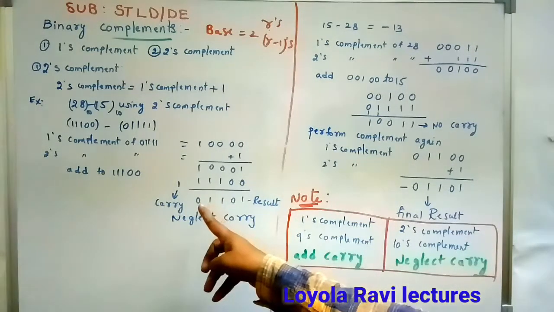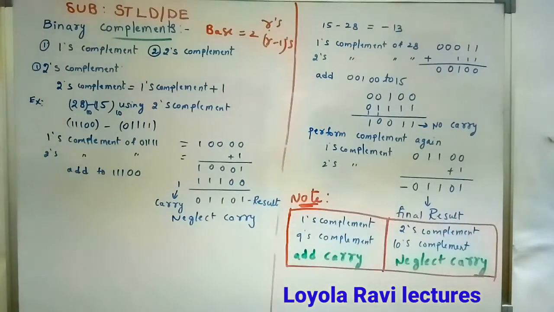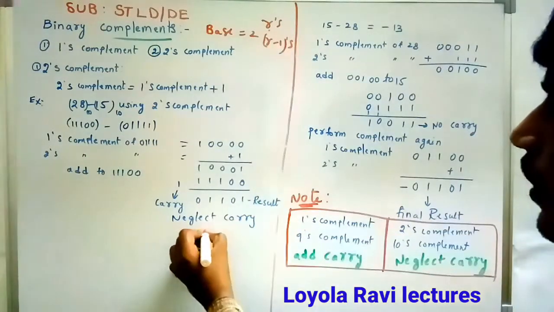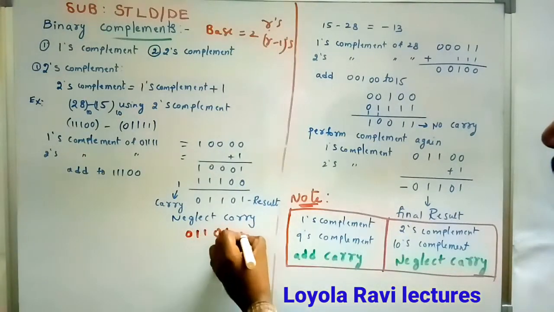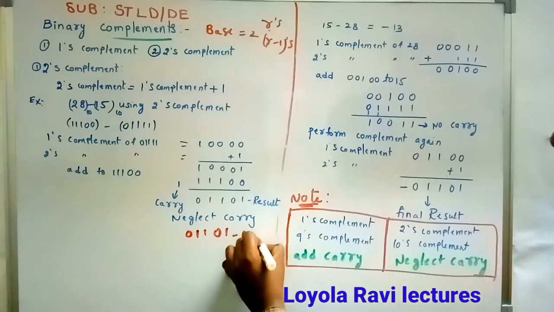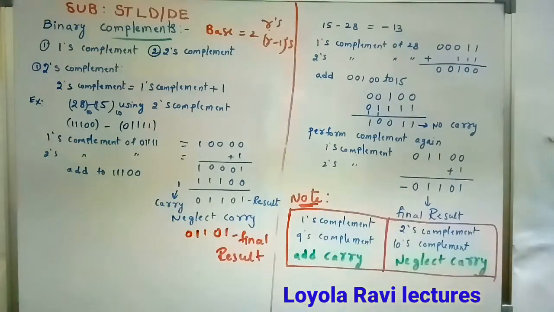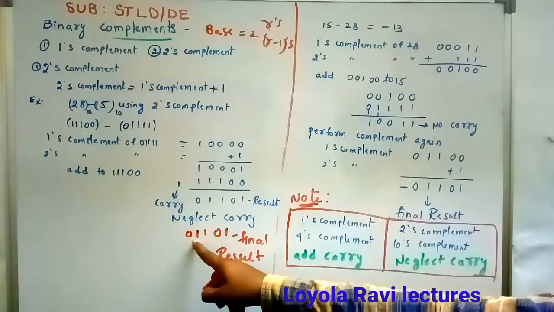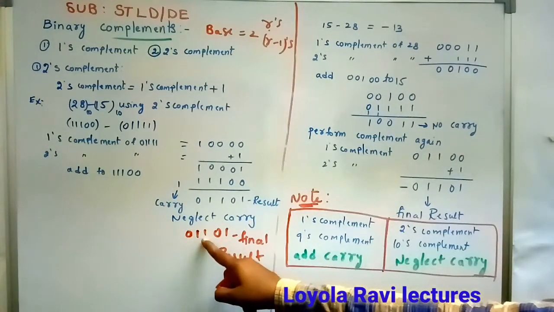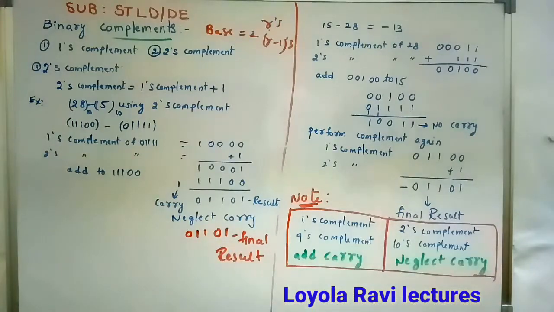Then what is the final result? 01101 is our final result. The final answer is 01101. Let us verify this. 01101 is 8 plus 4 is 12, 12 plus 1 is 13. 28 minus 15 is already 13. So our answer is correct.